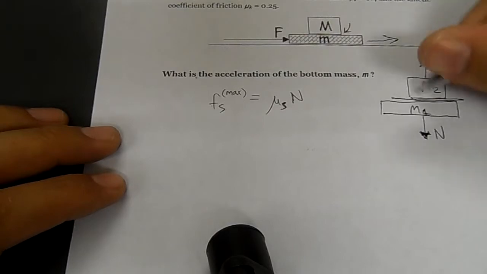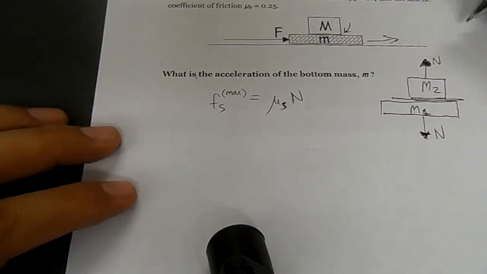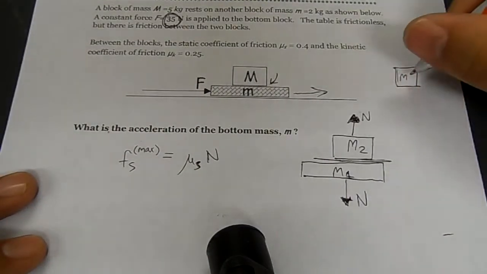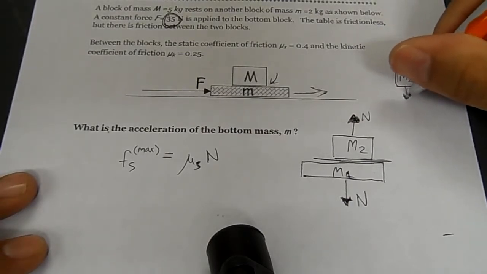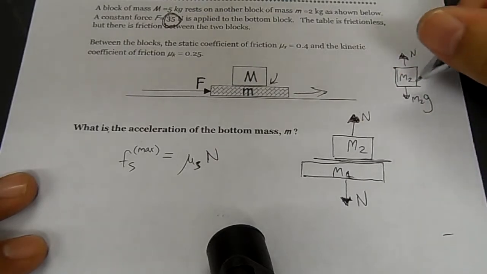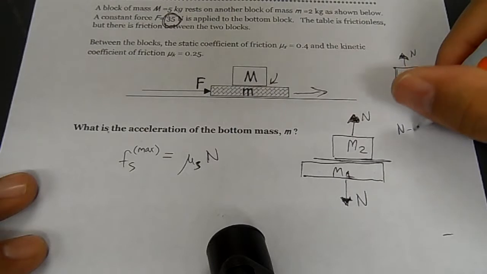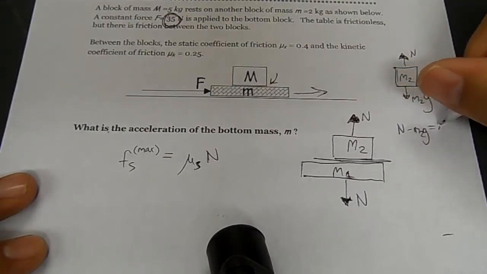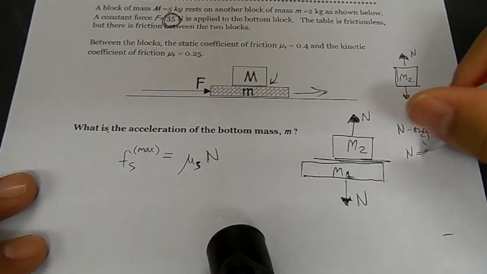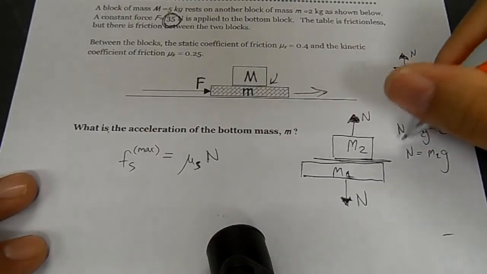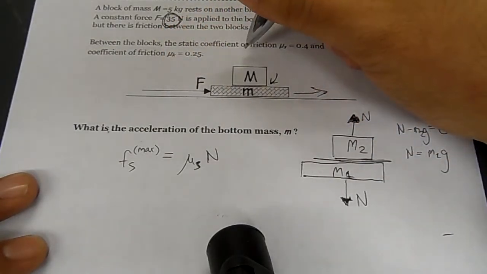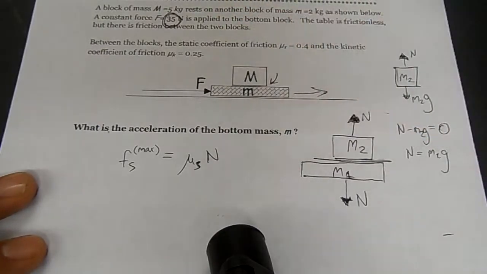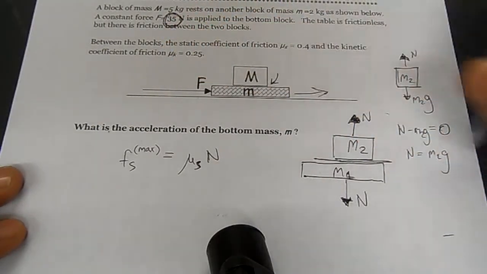Clearly there's no acceleration of block 2 in the vertical direction, so if I draw a complete free body diagram for M2 up here, I've got the normal force that I want, and I've got M2 times g going down. Because there's no acceleration, normal minus M2g is equal to 0, so normal equals M2g. That's the normal that I'm interested in. There's also a normal force between the floor and the bottom block, but I'm not going to bother to label that because it's not going to be relevant, since there's no friction at that interface.